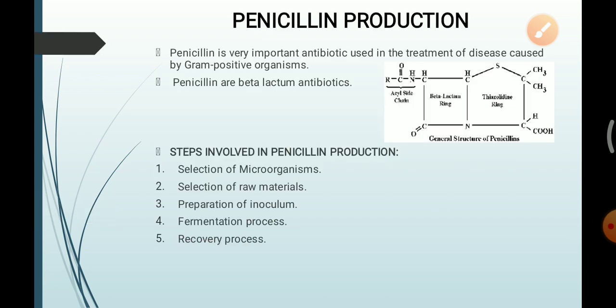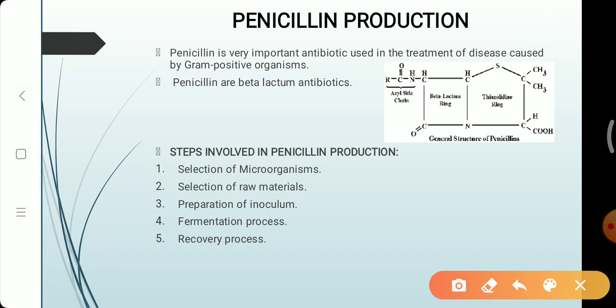Now we will look at the introductory part. Penicillin is a very important antibiotic used in the treatment of diseases caused by gram-positive organisms. Towards gram-positive organisms, it has bactericidal activity. Penicillins are beta-lactam antibiotics that inhibit the cell wall synthesis of gram-positive organisms.